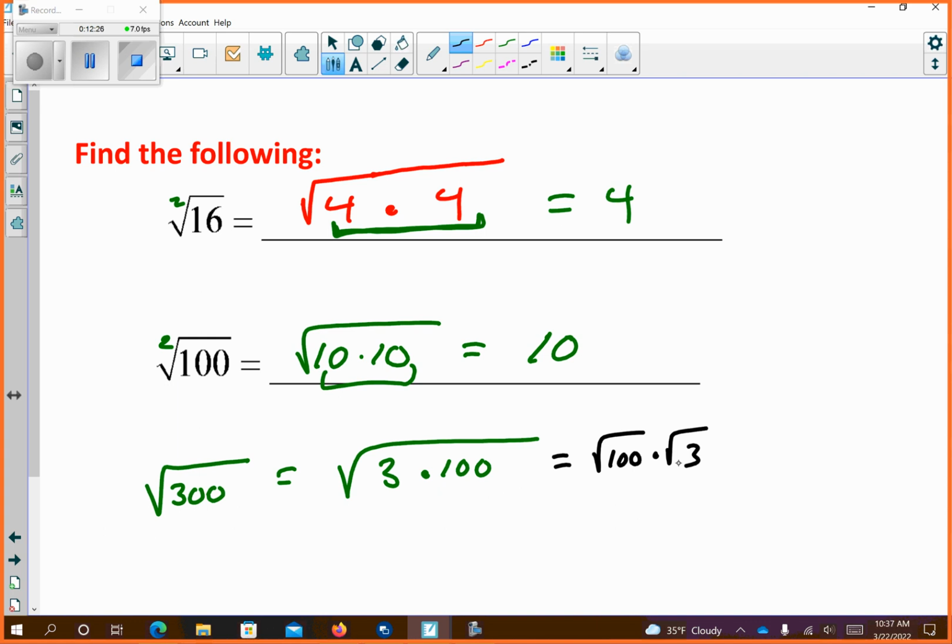Now I just broke apart the radicals. What is the square root of 100? 10. So then I get an answer of 10 square root 3. So square root 300 can break down to 10 root 3.